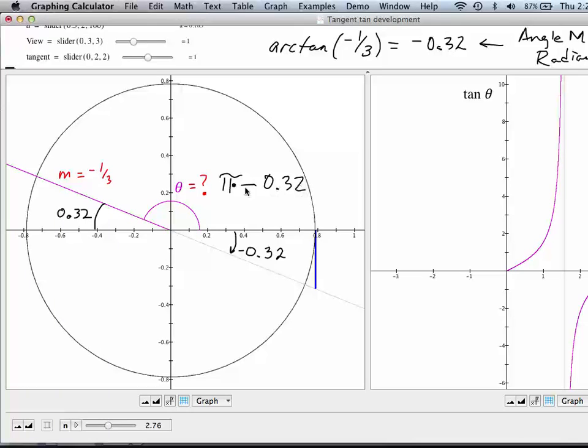Question, Jaden? Could you also add negative 0.32 to pi halves? No, that won't work. Because add positive pi, you mean? If you added positive, you'd end up somewhere up here. So 0.32 would be like this plus pi. So that's not the right angle.